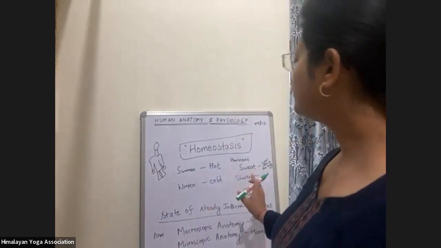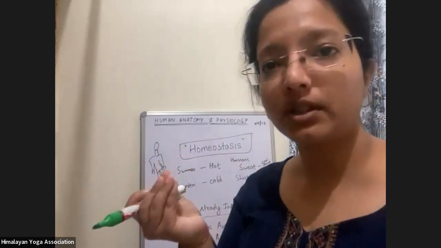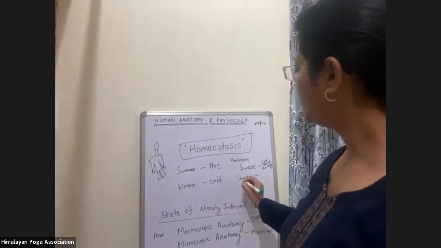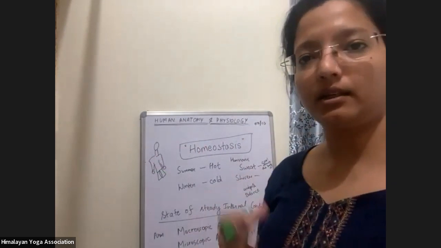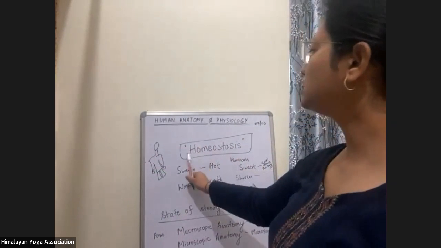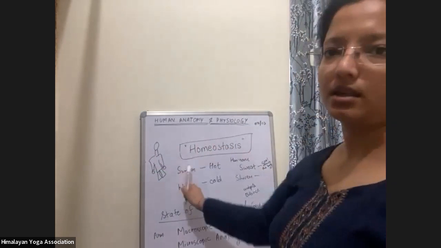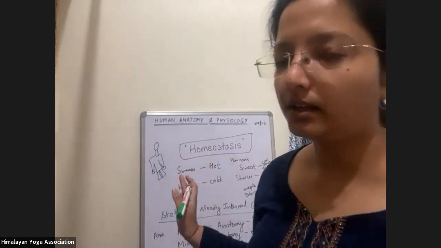So it is because of that shiver, that vibration that happens. So when we are shivering, they are producing heat energy. So that's how our body keeps up to homeostasis. Yeah, I think this concept is very, very clear to all of you.